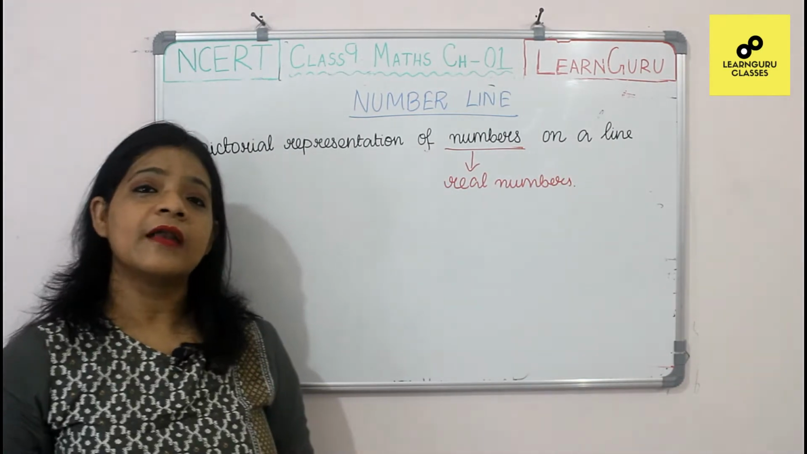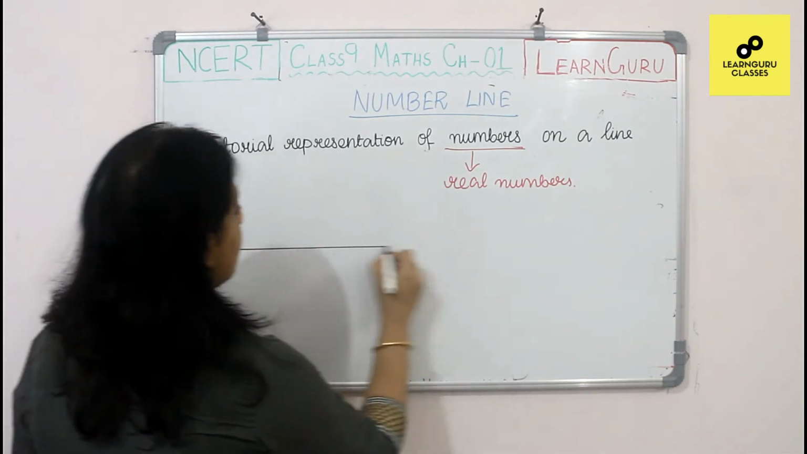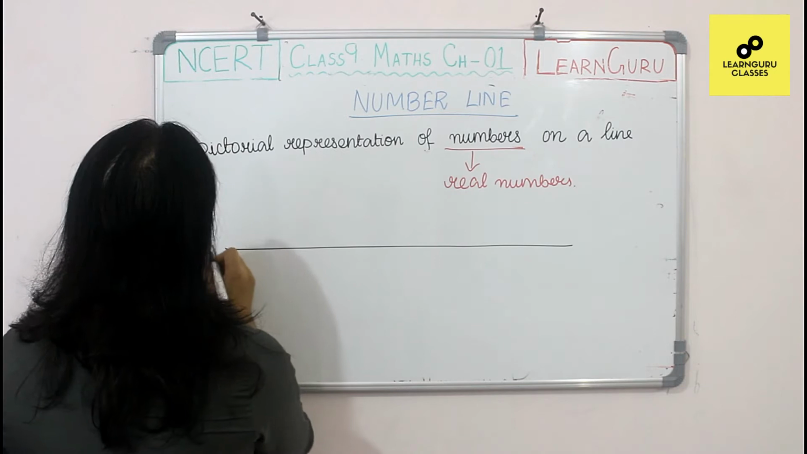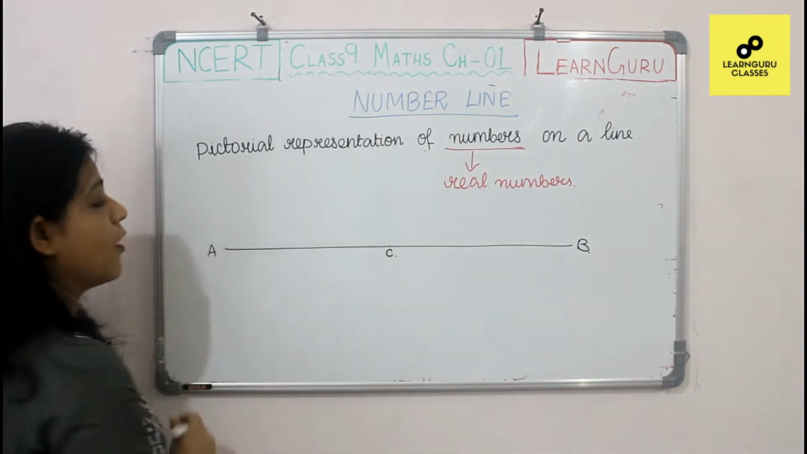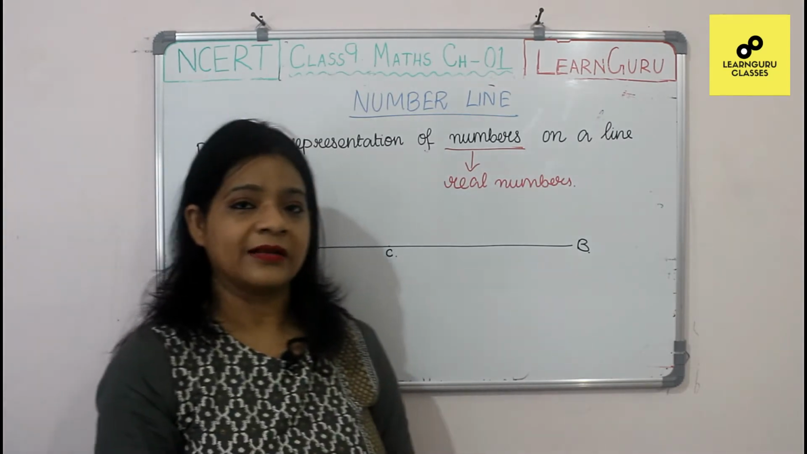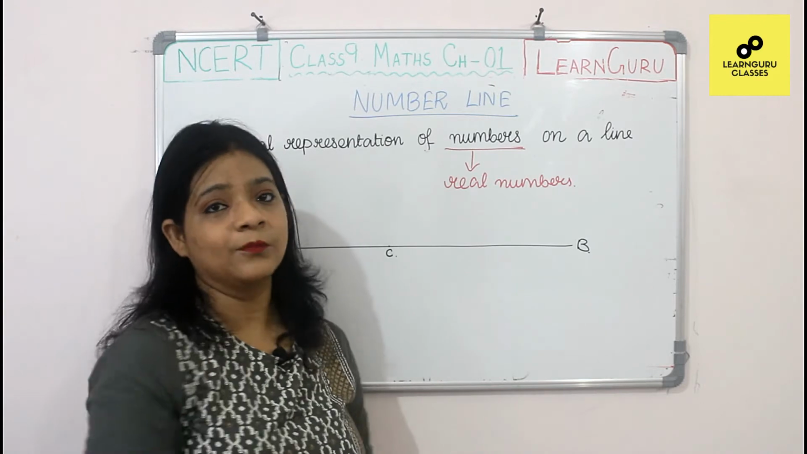So how does a number line look? Obviously you have to draw a line and name its ends A and B. C is the center point of A and B, let us consider. Okay, now we are going to place the numbers here.